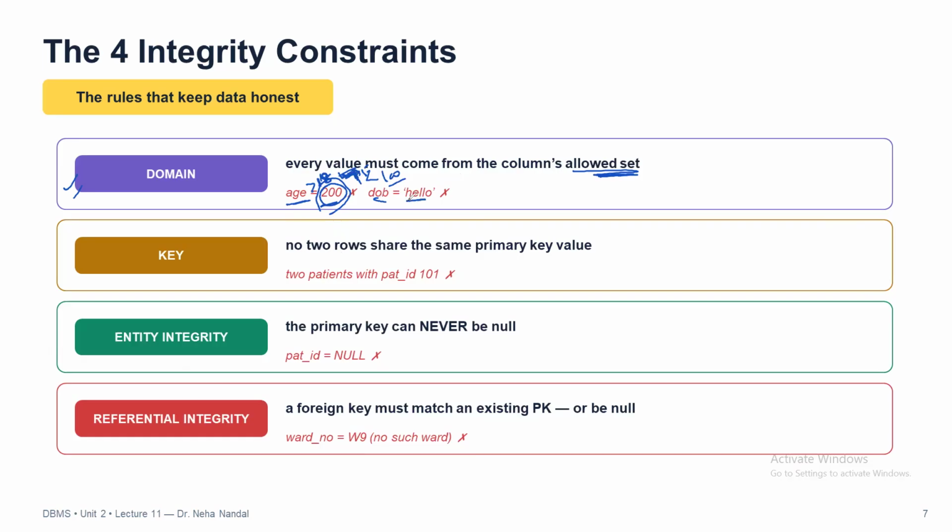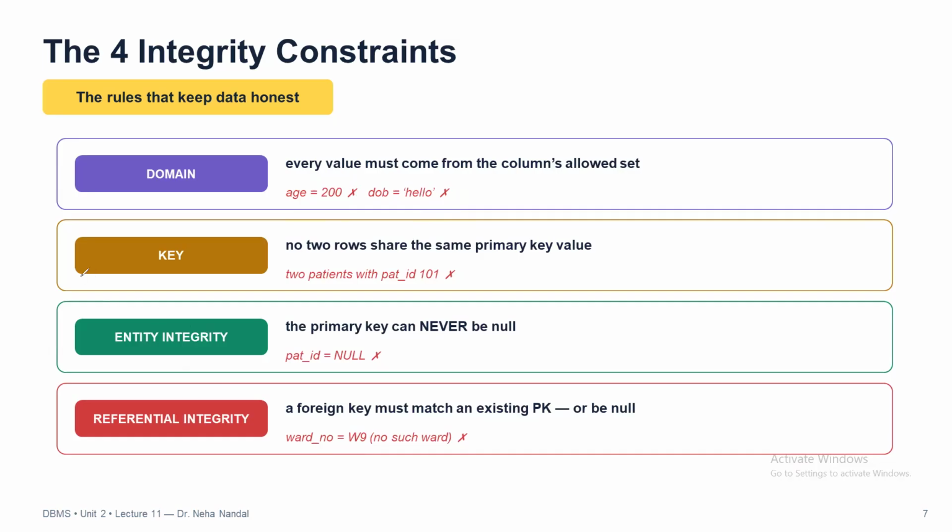Date of birth cannot be a character. It should be a date, so otherwise it will be wrong. So the domain set allows the range which has been set, and only that you can give.